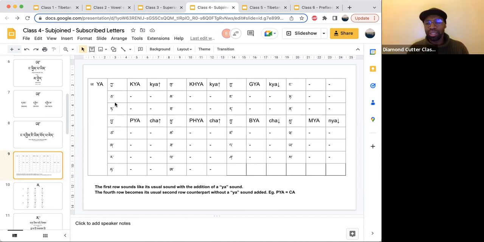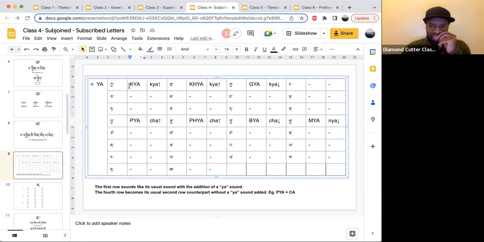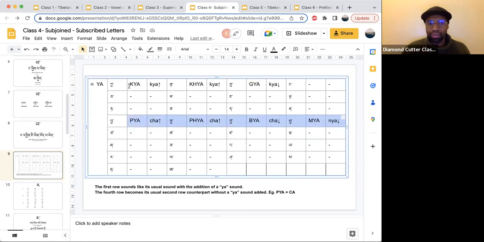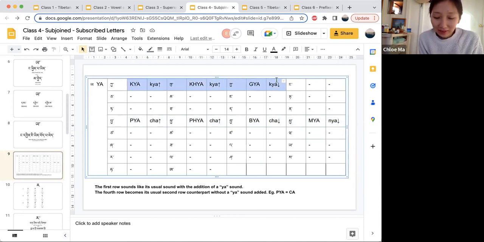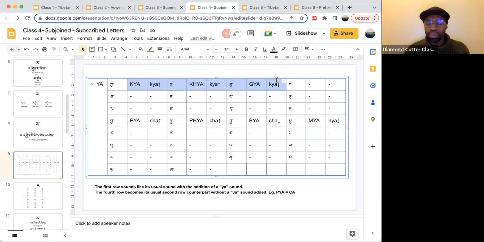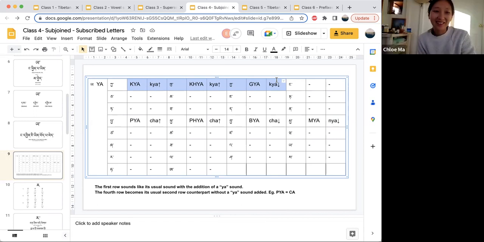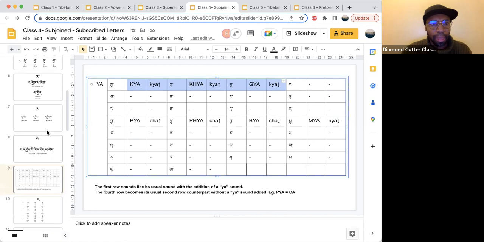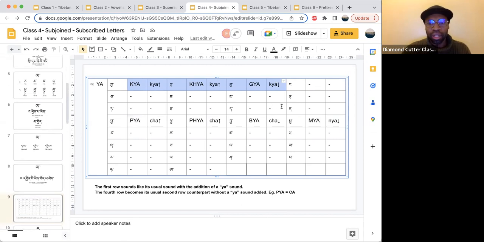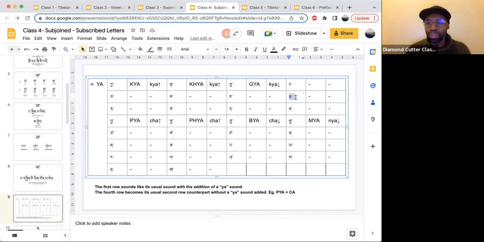You probably missed this class, Chloe. This is yatak. This is where the ya as a subjoined letter can go. It can only go on these 7 letters. Chloe, shake your head or nod your head if you understand. It only goes on these 7 letters, as a 下加字. Yatak means ya as a 下加字. That's what it's named when it's under. And it does not go on na. So anytime you see NY, it has to be this letter, which is a main letter.